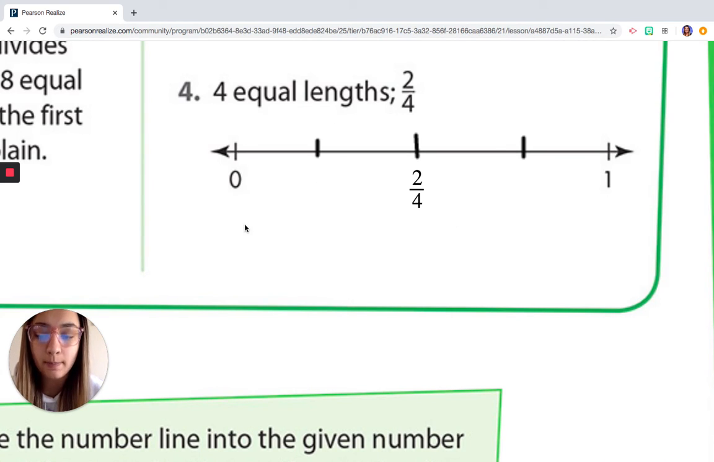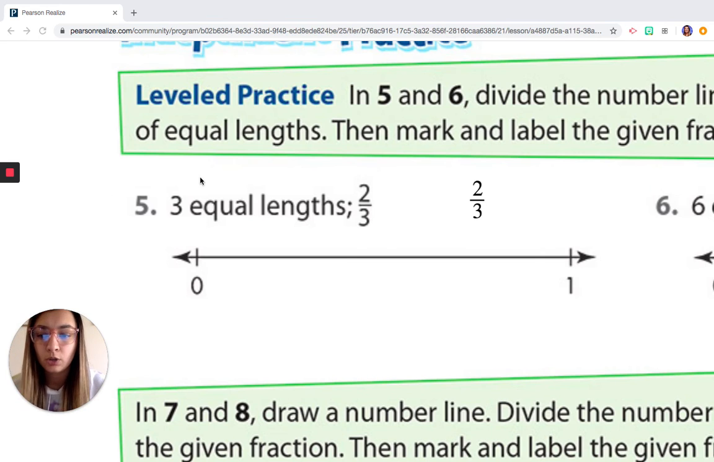So I'm going to do one more just to make sure that we understand. For example, number 5, we are doing the same thing. I just have this here because we are going to need it to label. I know here that it wants me to have 3 equal lengths, and then I'm finding 2/3. So because I'm having 3 equal lengths, I know that that's what I have to draw. I'm just going to eyeball.